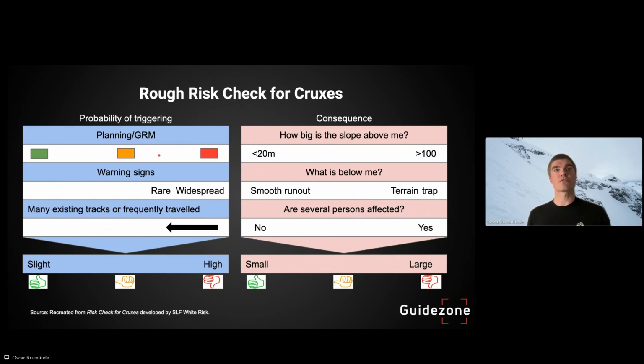So this takes a lot of time. This requires experience. You need to be out in the field and learn from someone, or learn together, to actually be able to judge it in the field. So that's the additional step to this rough risk check for cruxes. But this already gives you quite a good understanding of the consequence or the risk of the slope.